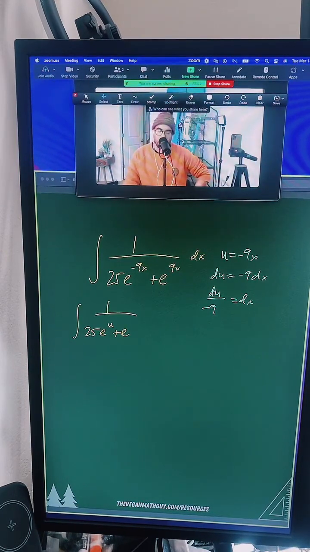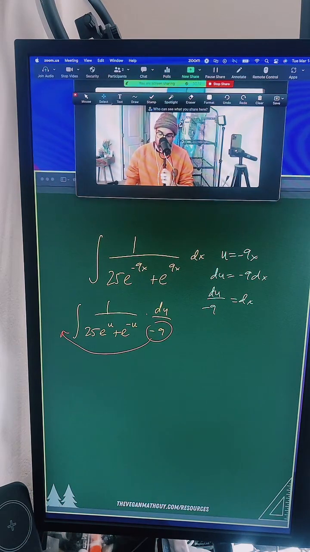Oh, I should have just made it positive 9x, but okay. I'm just going to do e to the u plus e to the negative u. I had to change that second one because technically the second e had a positive 9x and it still needs to be positive. So let's do negative u there. Okay, and then now we have our du over negative 9. A couple things I'm going to do here is move the negative 9 to the outside so that I have negative 1 over 9 integral of 1 over 25 e to the u plus, and then just to rewrite this, I'm going to do 1 over e to the u.